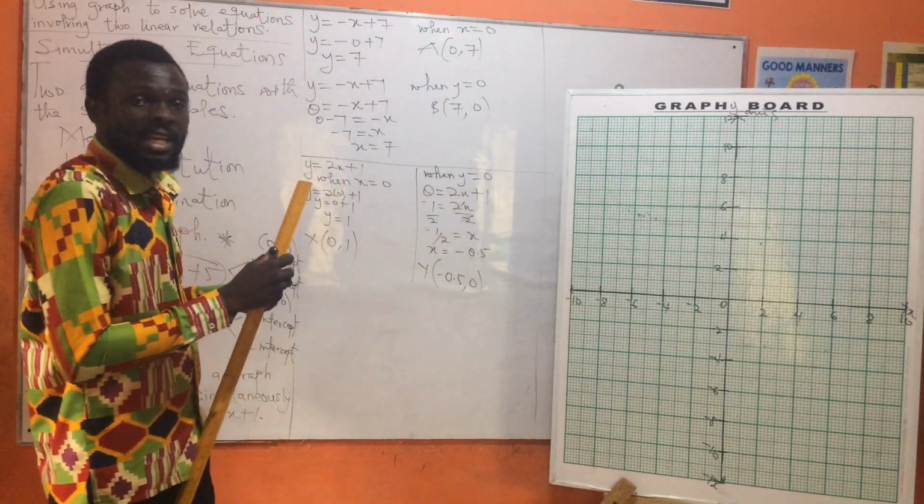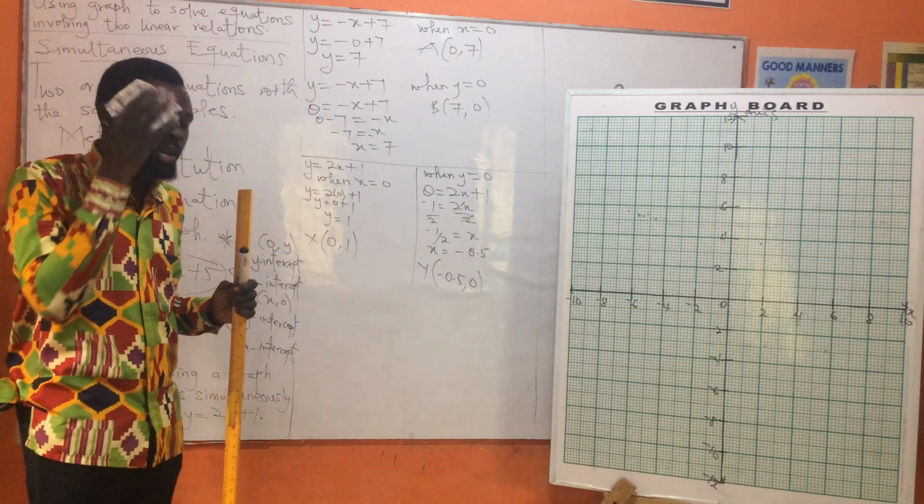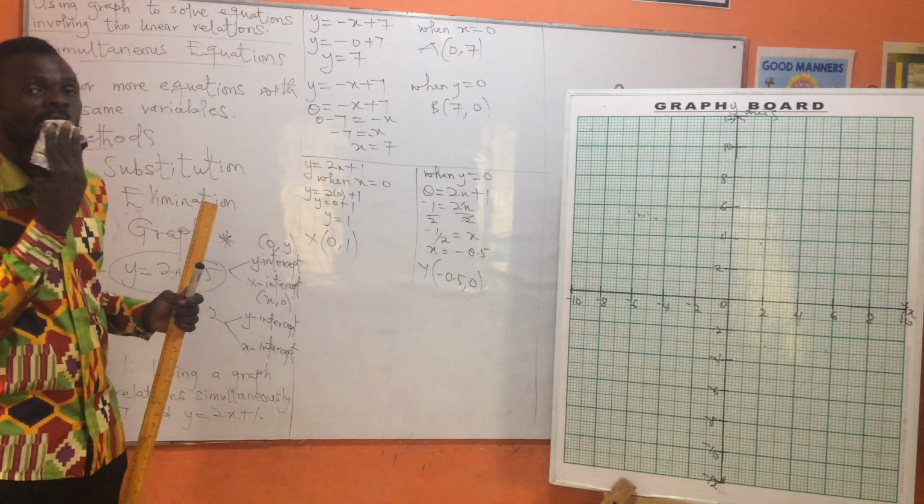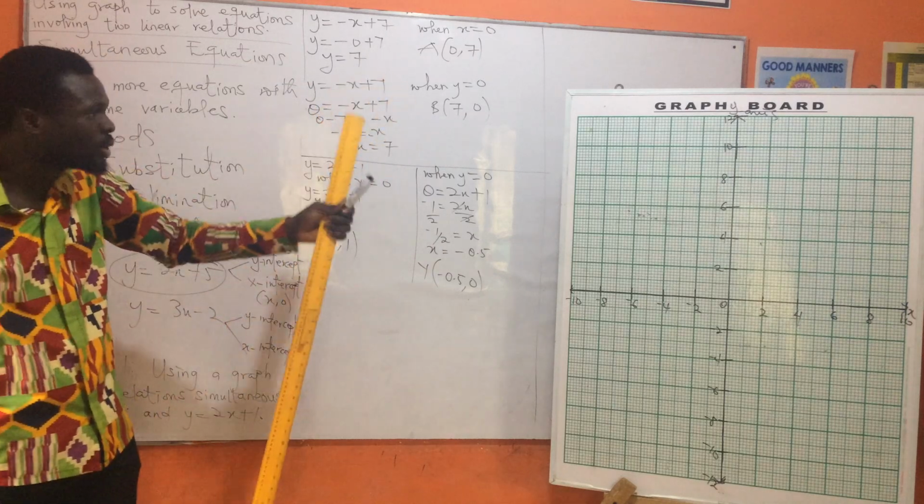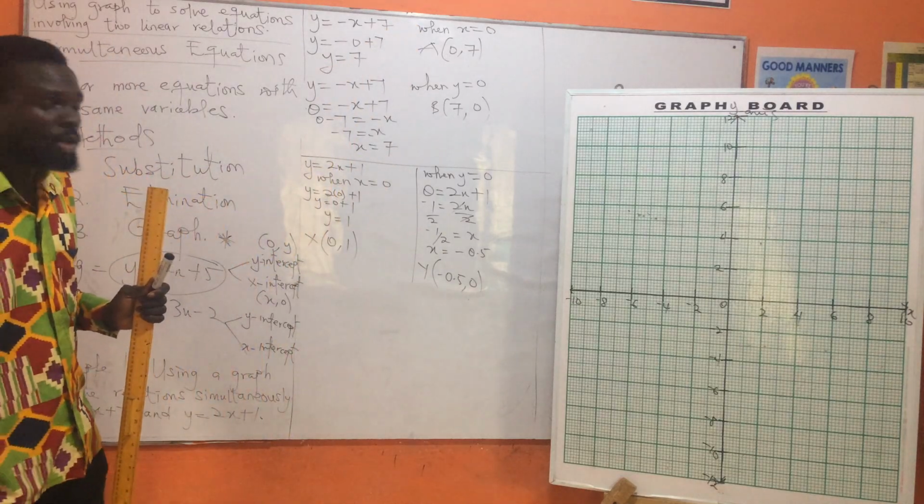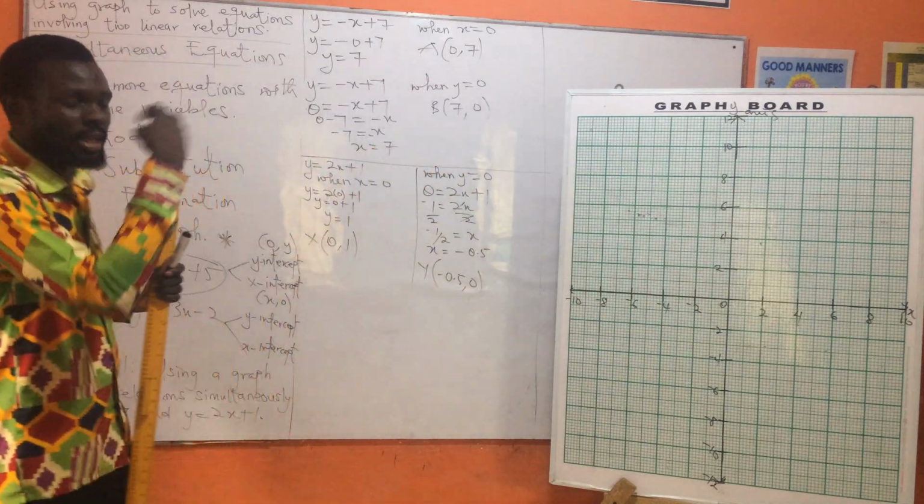So now, you see, when you are using the graph, you will not be given a scale. We should take note of that. But when you are given a scale, fine. Mostly you will not be given a scale, so you will determine the scale that you can use to solve the equation simultaneously. So now that I have my scale that will fit what I am coming to plot, let's do the plotting.